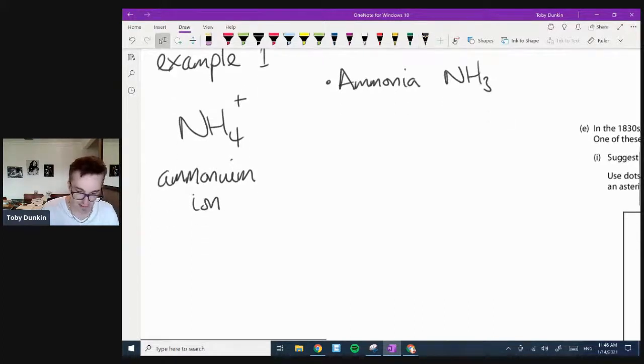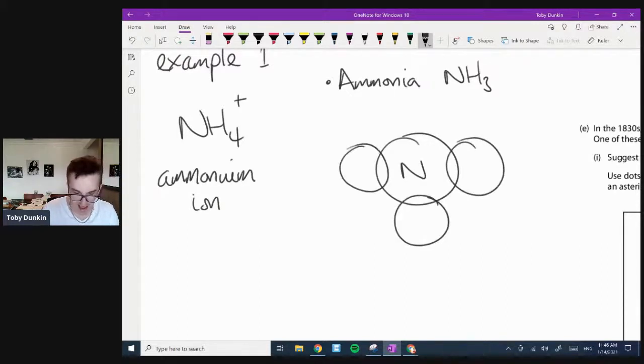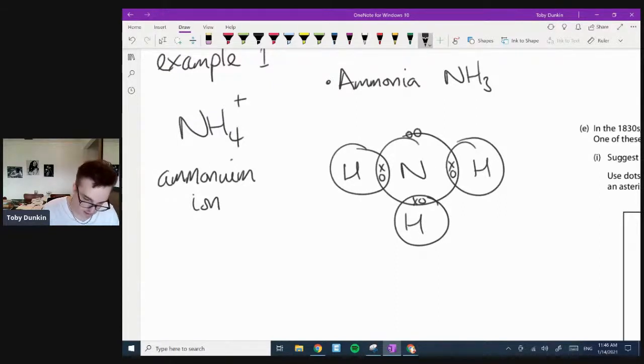NH3, and thanks to GCSE, we can draw a dot and cross diagram, which looks like this. Look how beautiful my circles are today. Oh, and then I ruined it. There you go, that's not bad. So here's ammonia. And nitrogen has a lone pair.